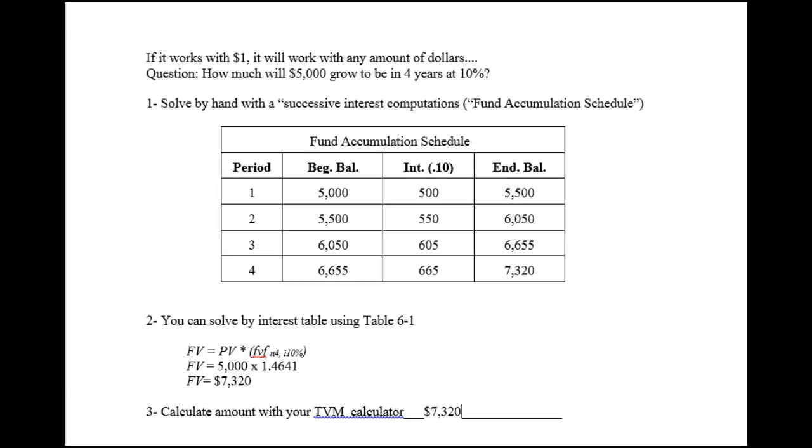So you have 3 ways you can do this. 1, you can do successive interest computations, making a fund accumulation schedule. 2, you can solve by using the interest tables. And 3, you can compute the amount with your time value of money calculator. Students should be able to do all 3 of these.